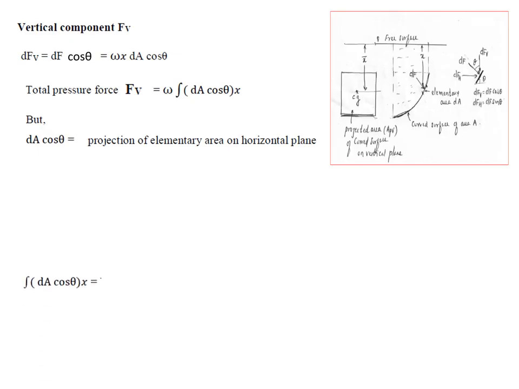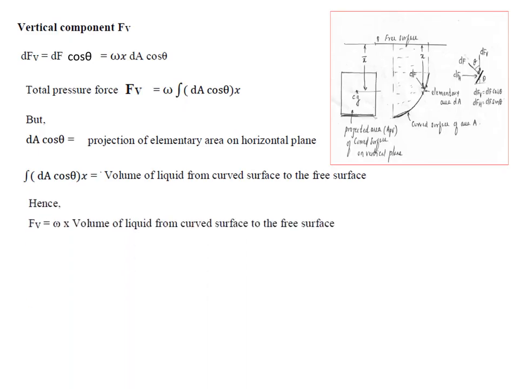So now you can take the integral of dA cos theta dx, which will give me the volume of liquid from the curved surface to the free surface. If I take this volume and multiply by specific weight, I'll get the weight of the liquid. So what is the vertical component? The vertical component is the weight of the liquid from the curved surface to the free surface. So if you find the weight of the liquid contained from the curved surface to the free surface, you will get Fv.